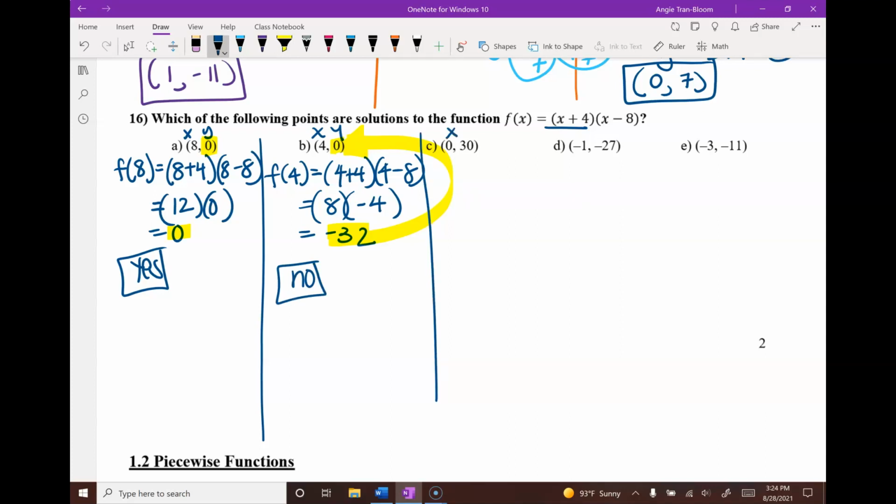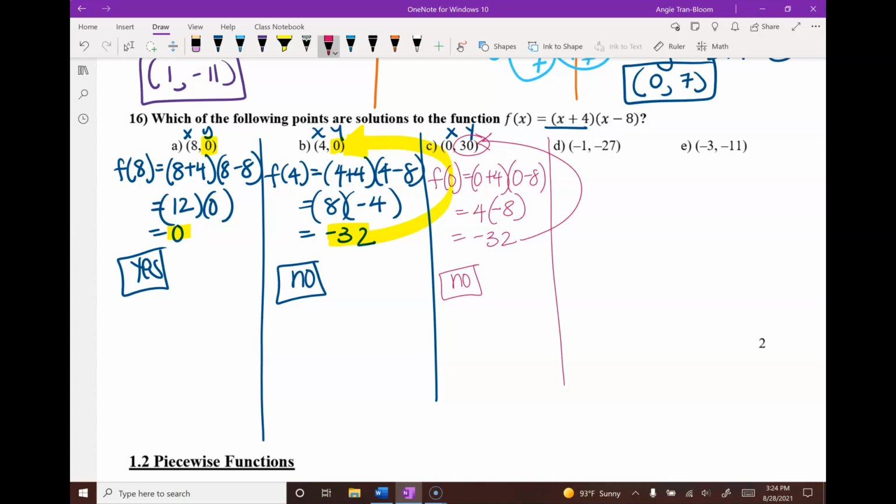Okay, same thing. Here's x, here's y. Our job is to make sure when we plug in 0, y comes out to be 30. So f of 0 equals 0 plus 4 times 0 minus 8. 0 plus 4 is 4. 0 minus 8 is minus 8. 4 times negative 8 is negative 32. Negative 32, students, is not identical to positive 30, so this is a no.